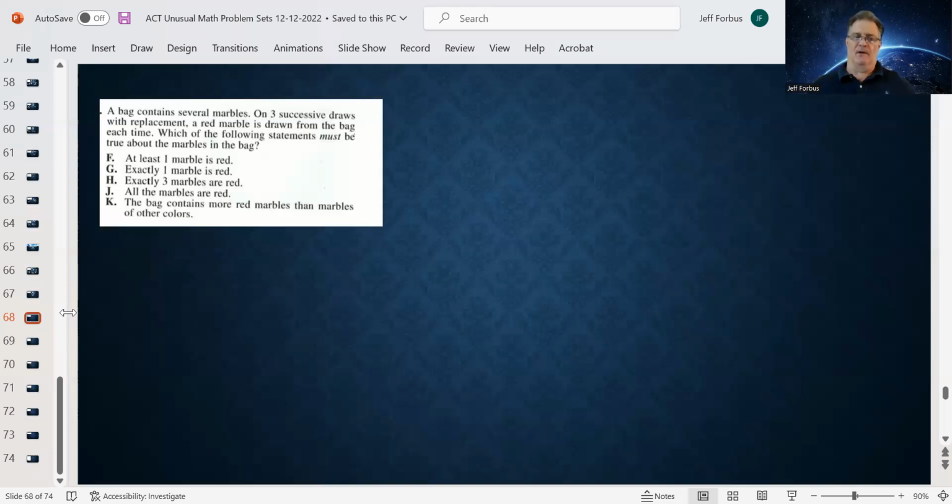But they do tell us on 3 successive draws with replacement, a red marble is drawn. So that means at a minimum, there must be at least one red marble in that bag, because it is possible for you to replace that marble in the bag, shake it up again, and then grab the same marble again. So that's why answer choice F stands as being correct. All right, let's move on.